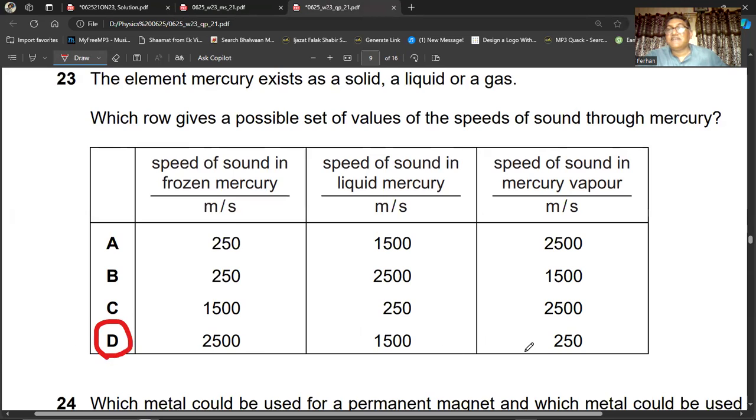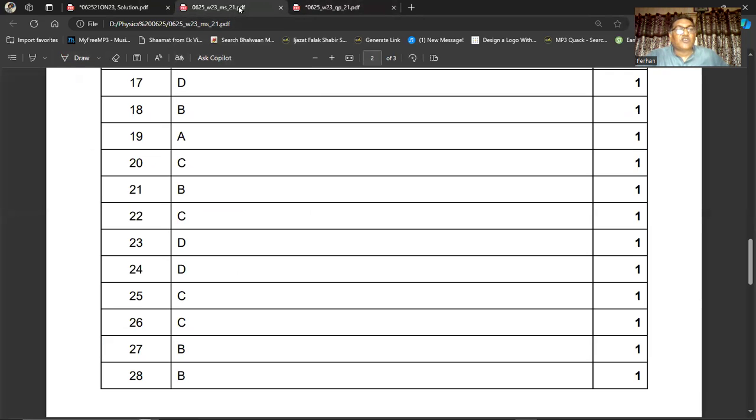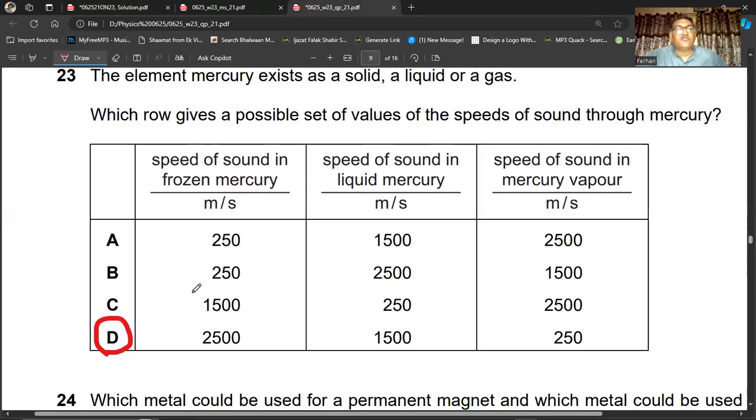I do not remember these numbers, but I know one fact: when the medium is solid, the speed of the sound will be maximum. And when the medium is liquid, it will be medium. And when the medium is gas, the speed will be lowest. That's the property of the sound wave. So D is the choice. Question number 23, D is the choice.